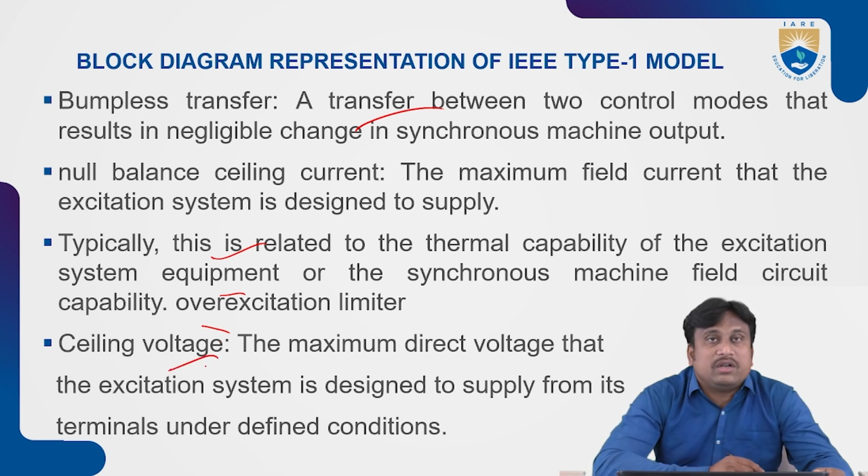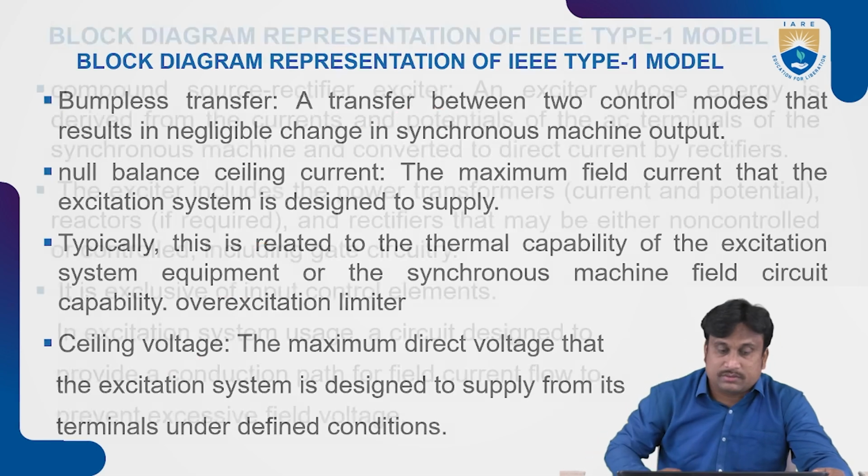So here ceiling voltage is also considered. That means the maximum direct voltage that the excitation system is capable of supplying from its terminals under predefined conditions.